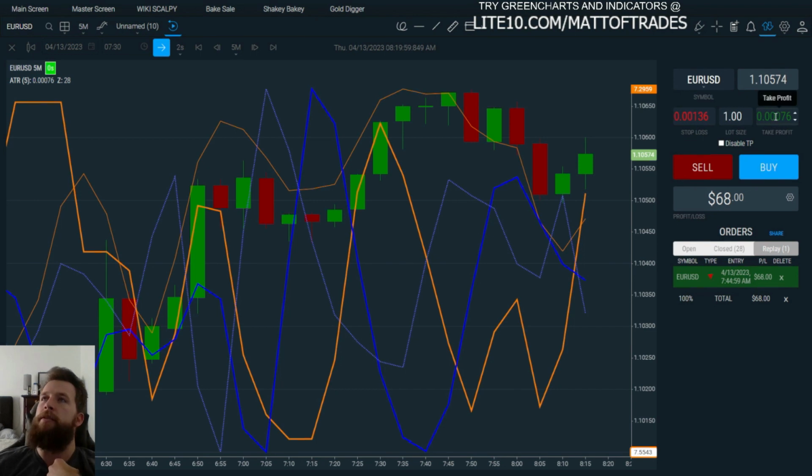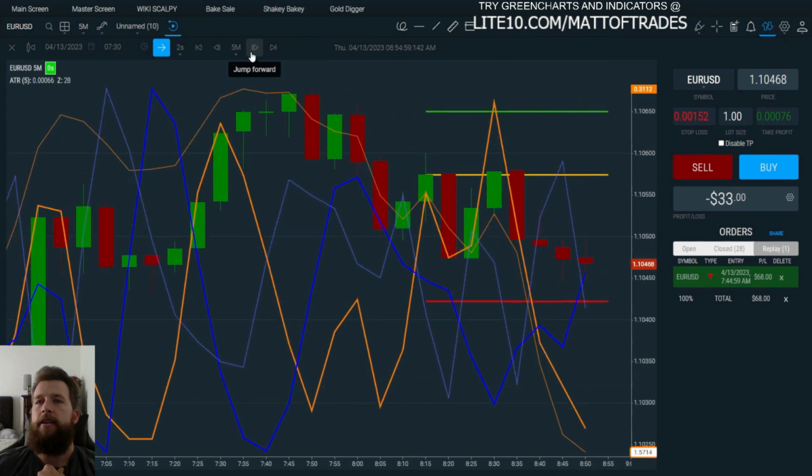Let's see, 140, 152. So we're just using our ATR. Alright, let's take a buy now. It's also worth noting there seems to be a bit of a level of support here that we're bouncing off of. And this is actually a perfect place for a take profit. Not quite getting to the top of those candles.